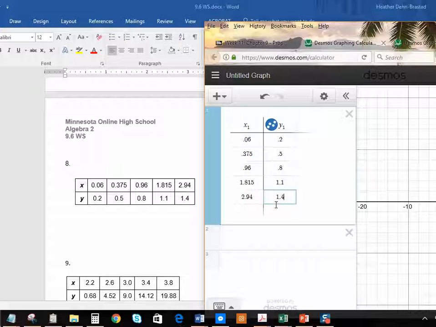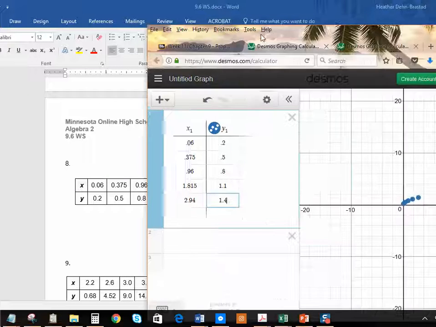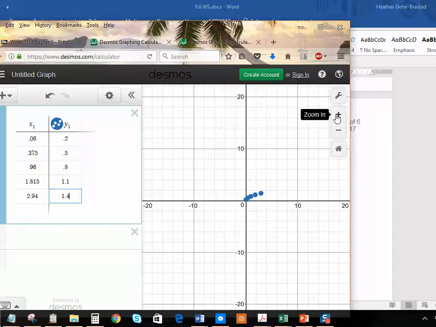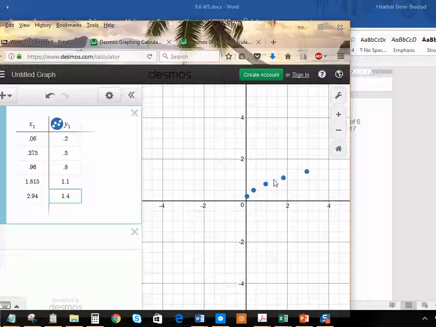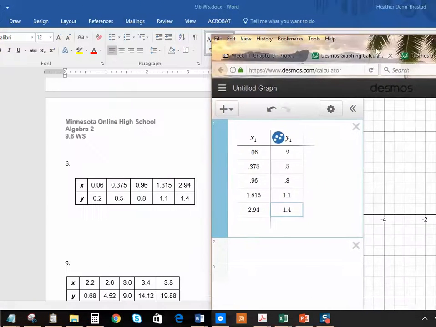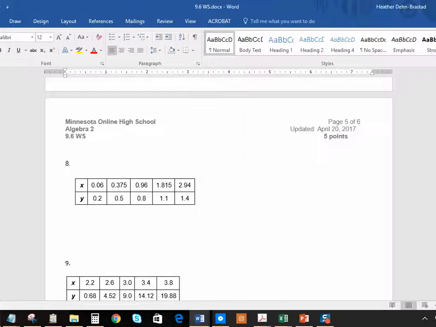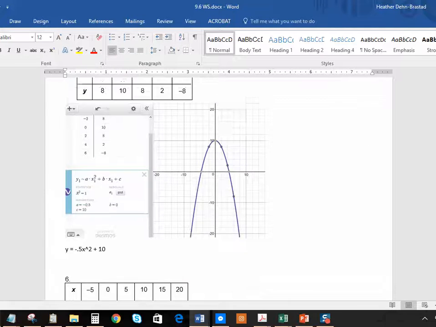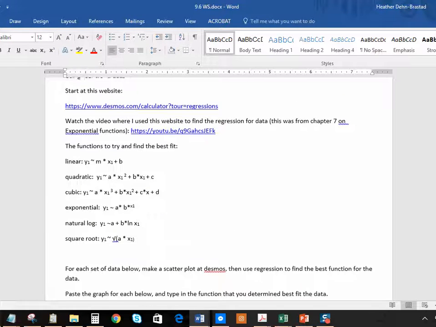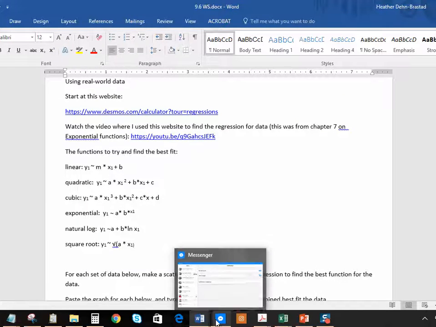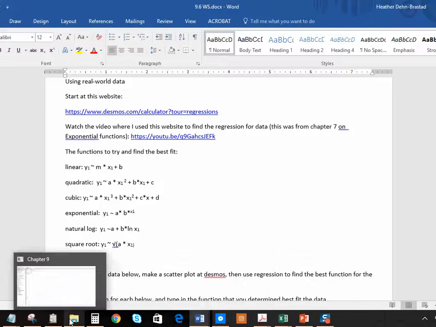Whoops, 1.4. Okay, so now let's look at this graph. And we'll zoom in because it looks so little. Yeah, that does not look like a linear function, does it? It's curving. It looks like a square root function, which is what I'm guessing it is. If you're not sure, though, you can run some different kinds of regression. Maybe you think that it's exponential. So here's my list of the different types of regression that I can run with Desmos.